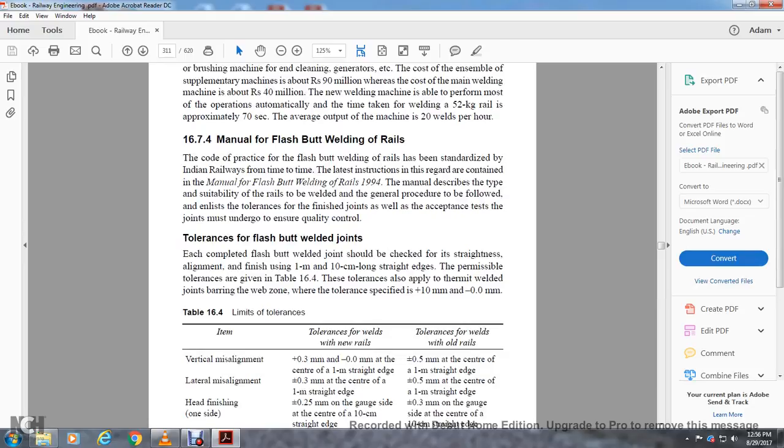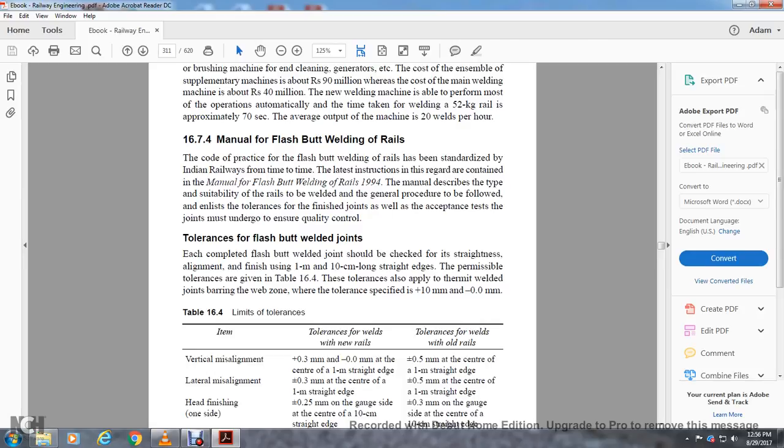1674 Manual of the Flash Butt Welding of Rails. The code of practice of flash butt welding of rails has been standardized by the Indian Railways from time to time. The latest instruction regarding the manual of flash butt welded rails, 1994, describes the type of suitable rails to be welded, the general procedure to be followed, the list of tolerances of the flash butt finished joints, as well as the tests of the joints to undergo to ensure quality control.